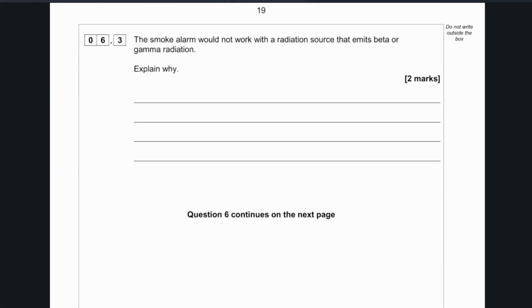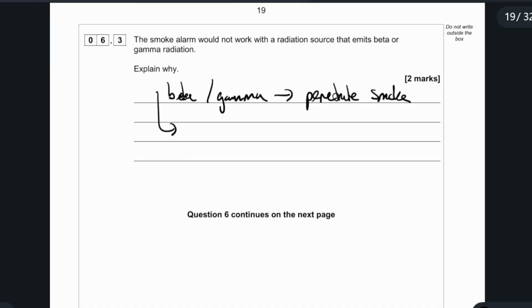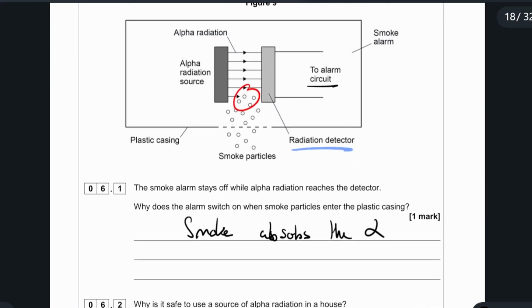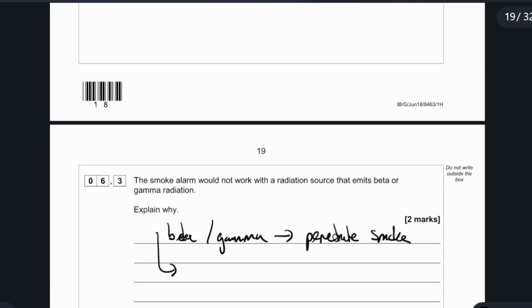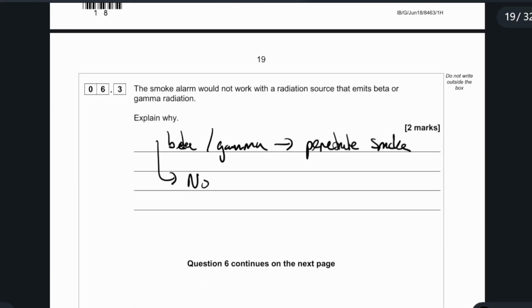The smoke alarm would not work with a radiation source that emits beta or gamma radiation. Explain why. Well, beta and gamma radiation are more penetrating than alpha radiation. So beta or gamma is so penetrating that it will penetrate the smoke. The smoke will not be able to absorb it. And that means that you basically don't interrupt this flow here, and so there would be no change in the count rate detected. So no change in detected count rate.